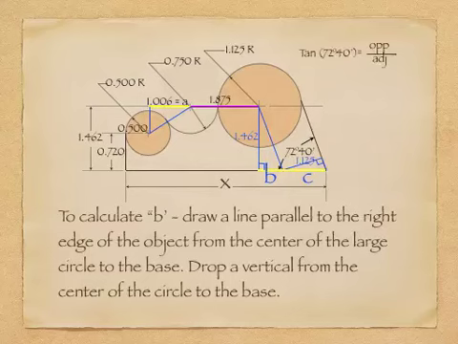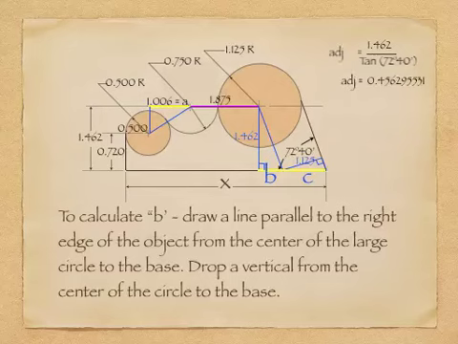So the tangent of that angle is equal to the opposite over the adjacent. Actually we have the opposite, so we'll have to rearrange the formula to solve for the adjacent. So we'll divide the opposite, the 1 and 462 thousandths, by the tangent of 72 degrees 40 minutes. That gives us 456 thousandths and a little more. So that's the distance B. We'll round it to 456 thousandths.